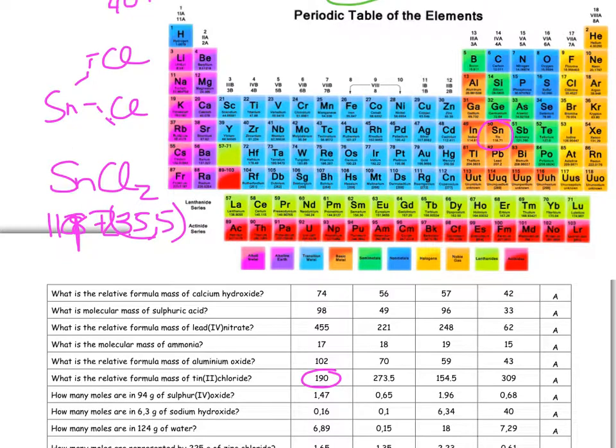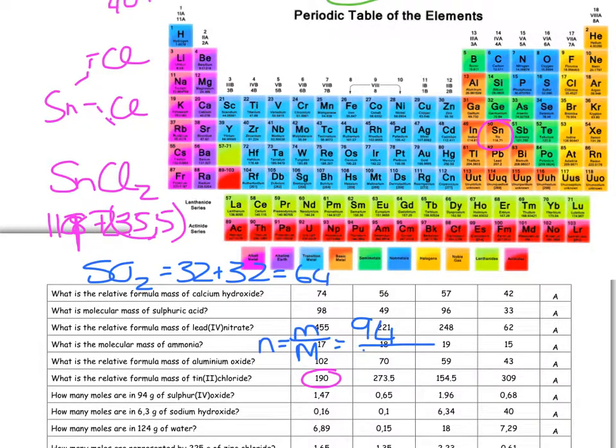How many moles are there in 94 grams of sulfur dioxide? So number of moles is equal to mass over molar mass, which is therefore going to be equal to, the mass they've given me is 94. The molar mass of sulfur dioxide, again, SO2, 32 plus 2 oxygens is another 32, so I land up with 64, and I say 94 divided by 64, and I land up with 1,47 moles.